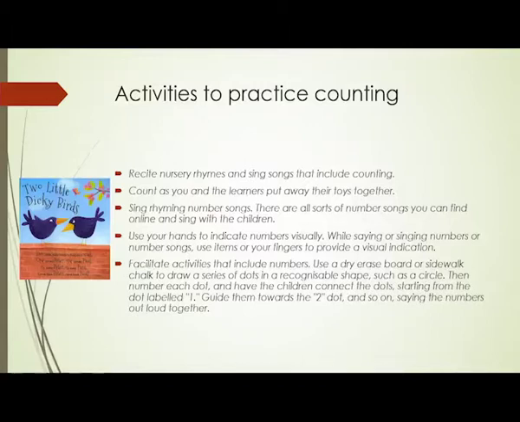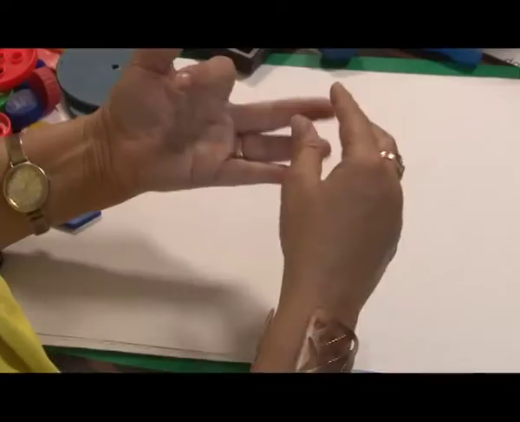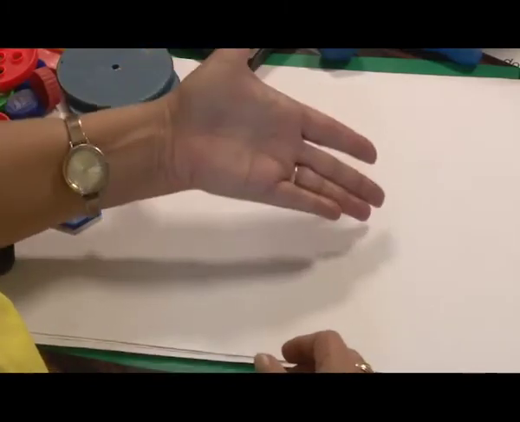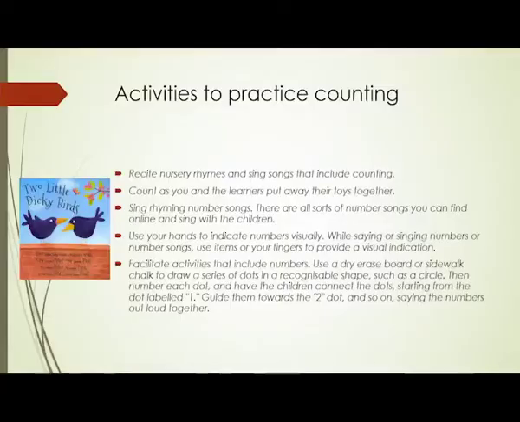Sing rhyming number songs. There are all sorts of number songs that you can find online and sing with the children. Use your hands to indicate numbers visually. Use your hands. 1, 2, 3, 4, 5. And then they demonstrate after you. So while you say or sing a number, use the items or fingers to provide a visual indication of how many.